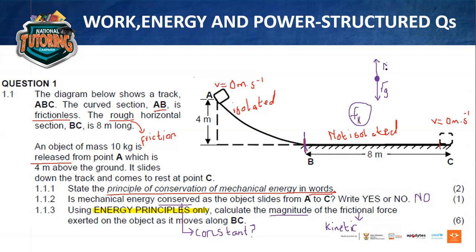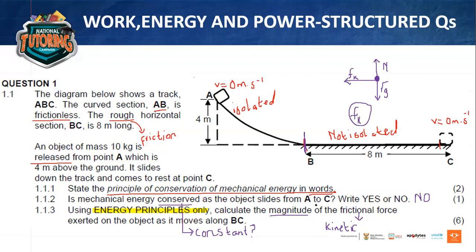I'll have the normal force, which is the force that the surface exerts on the object, and it acts perpendicular to the surface. And then the object is moving towards C, so it is moving to the right. It means the frictional force is acting to the left, and that frictional force is the kinetic friction.